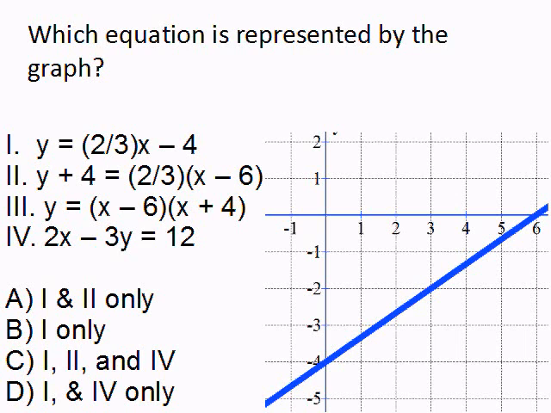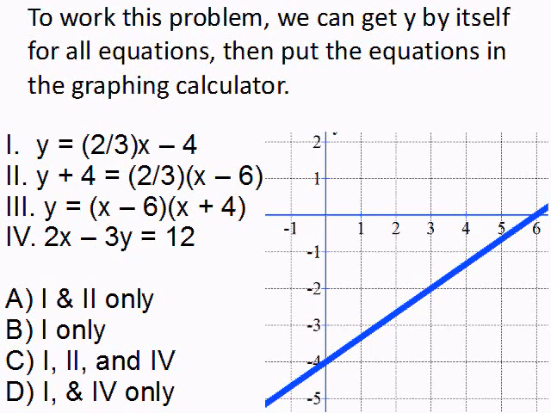Which equation is represented by the graph? You're given I, so 1, 2, 3, and 4 in Roman numerals, and you're asked which one of those actually matches the graph that you're given. So is it 1 and 2? 1 only? 1, 2, and 4? 1 and 4 only?